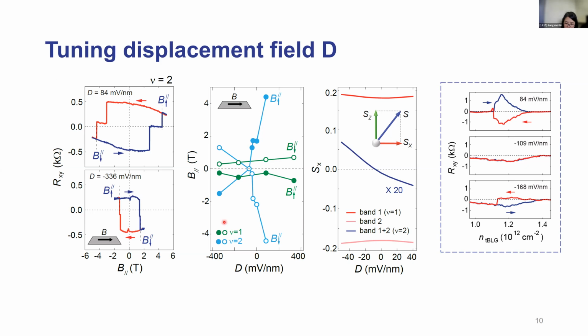We can also see this sign change from the coercive field plotted here. As D varies, for half filling, the blue line, you can see it changes sign. But for the quarter filling, the green line, it does not change sign. This can be explained by the calculated in-plane spin magnetic moment here. For quarter filling, the spin magnetic moment does not change sign, while at half filling, it changes sign with varying D. And the same sign change at half filling can also be observed here in the density-induced hysteresis.